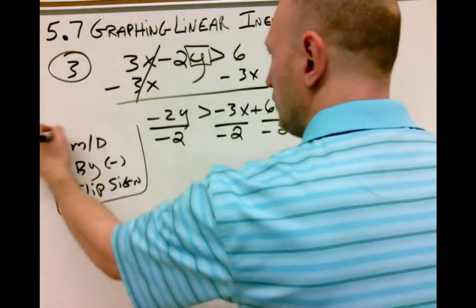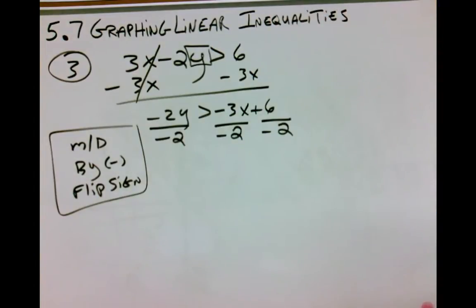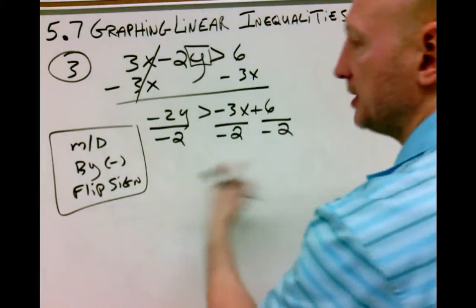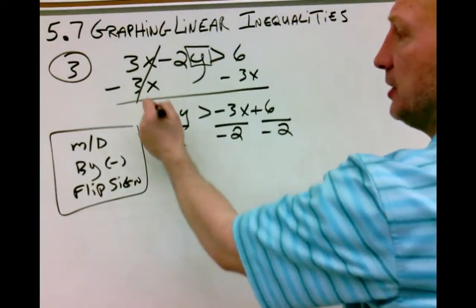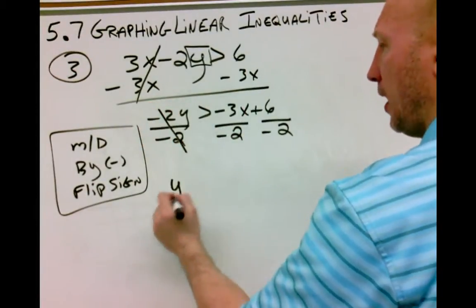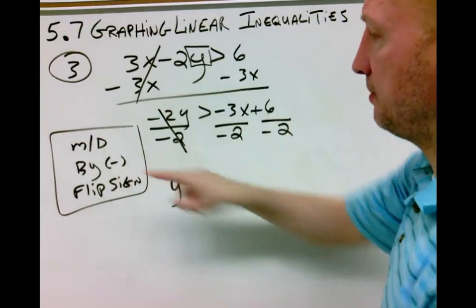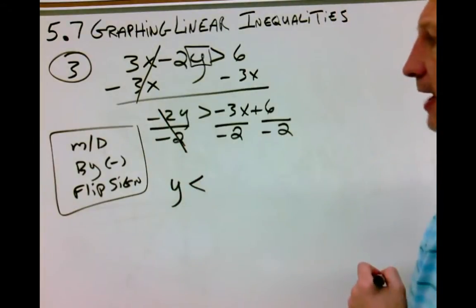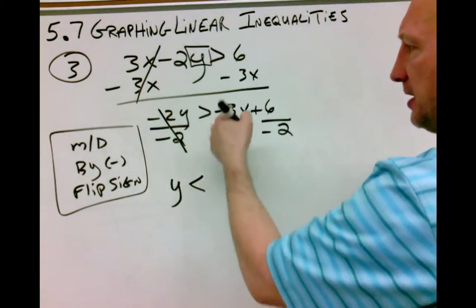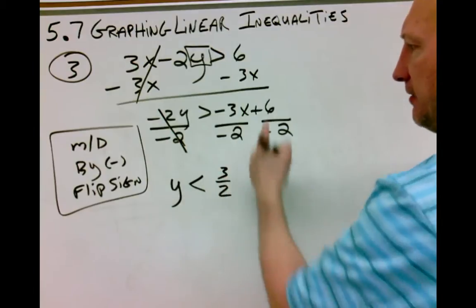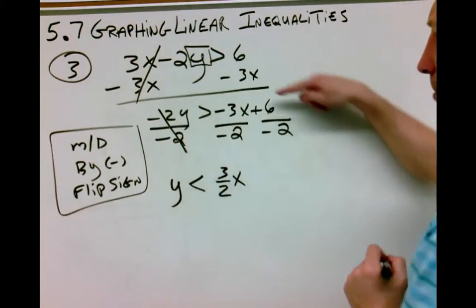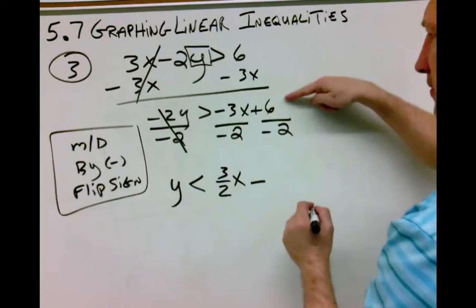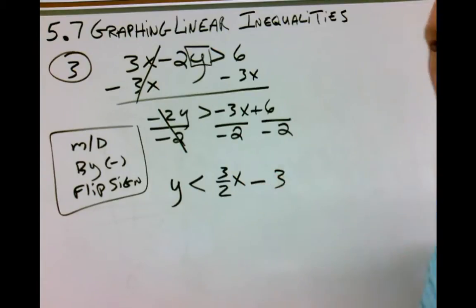So this little rule is something that you always have to pay attention to. You might forget it as you're in the middle of all your solving. So you cross this out now. You get y is, don't forget to flip the inequality sign. You do that. Negative divided by negative is a positive. 3 divided by 2 is 3/2. Put the x in the middle. Positive divided by negative is a negative. 6 divided by 2 is 3.